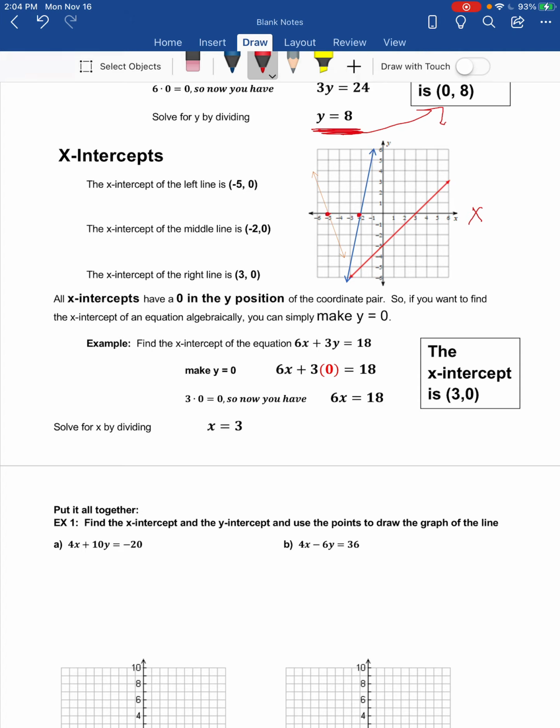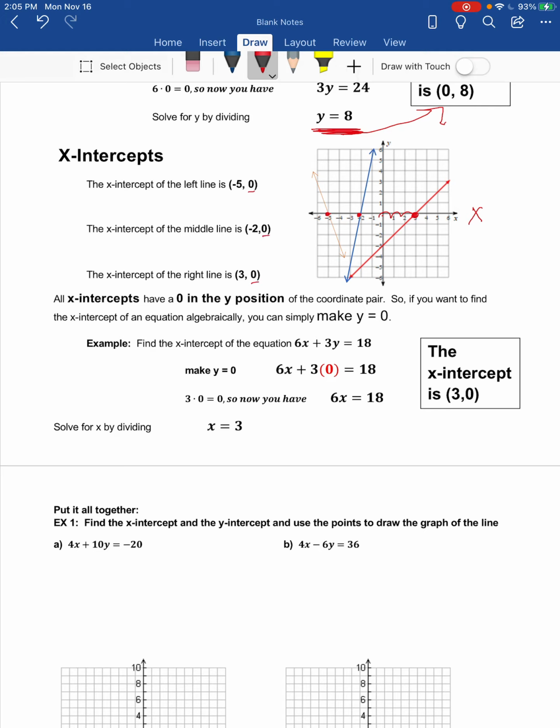Then your blue line crosses your x-axis at -2. So from your origin of (0, 0), you go back 2 and then up 0, so (-2, 0). And then for your last x-intercept, the red line crosses your x-axis at 3. So from your origin, you go over 1, 2, 3, and then up 0, so (3, 0) is your x-intercept.